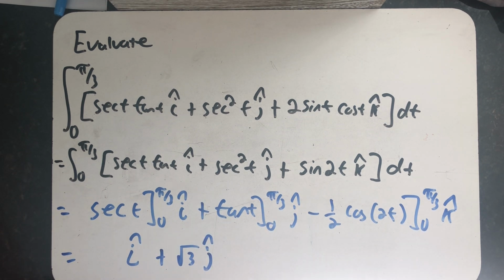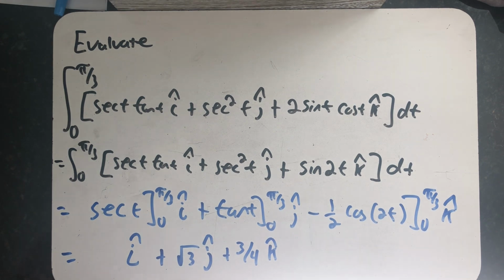And then finally, in the k component, I need to evaluate minus 1/2 cosine of 2 pi thirds, and then take away what happens when I plug in a 0. And we actually get 3/4.